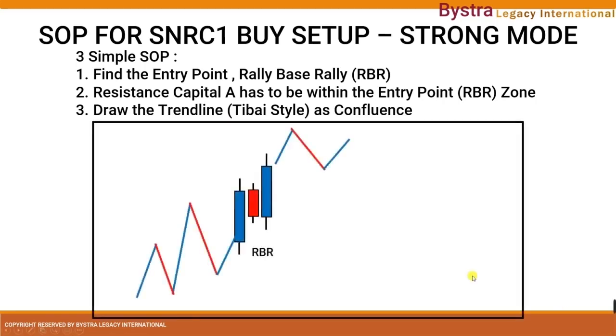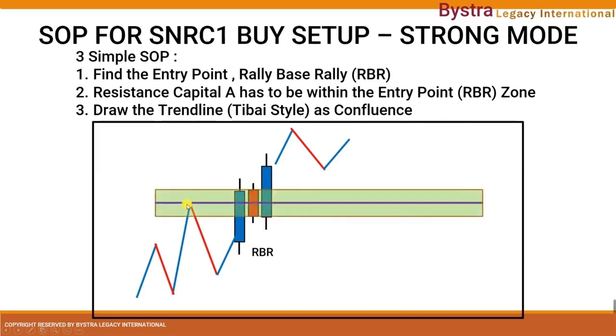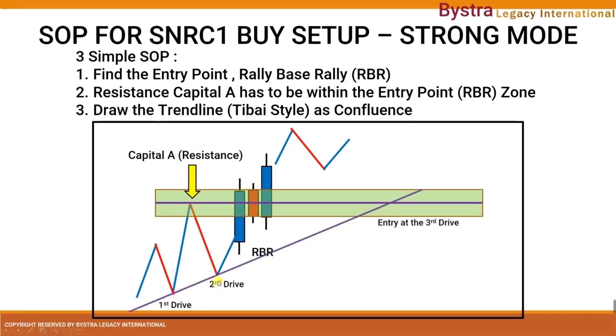So here I give you an SOP of the example. We can see that this is a rally base rally, and there is a capital letter A. So we mark the zone and we mark the horizontal line as our pending order for buy limit. Now this time we will add the trend line. So we have the first drive, second drive, and remember guys, we must always enter at the trend line at the third drive. So we mark our pending order of buy limit at the capital A resistance here, which is inside the entry point. So therefore, price will come back to this area and continue on the uptrend.